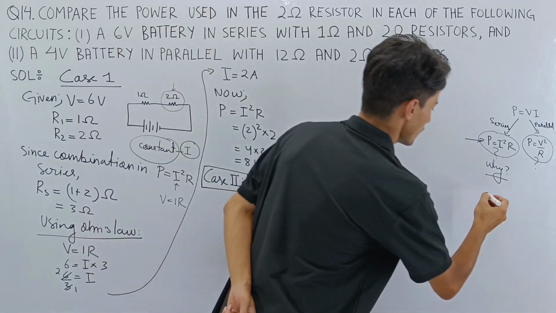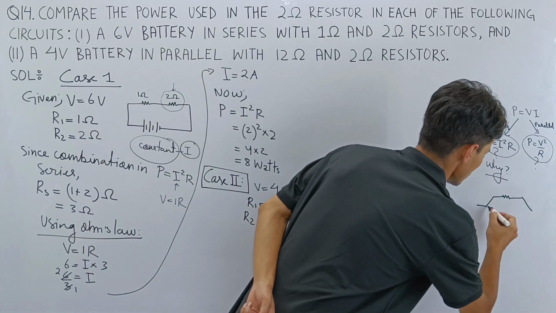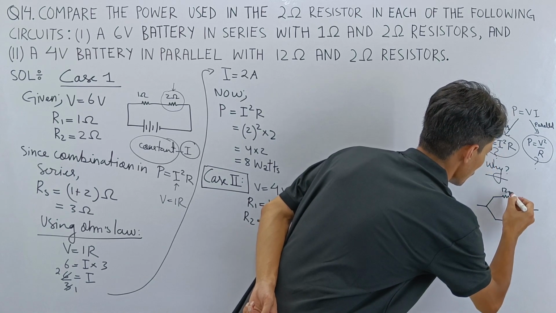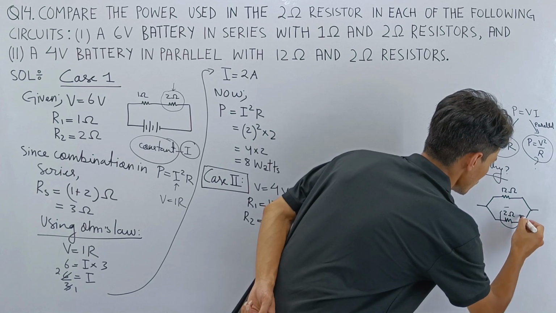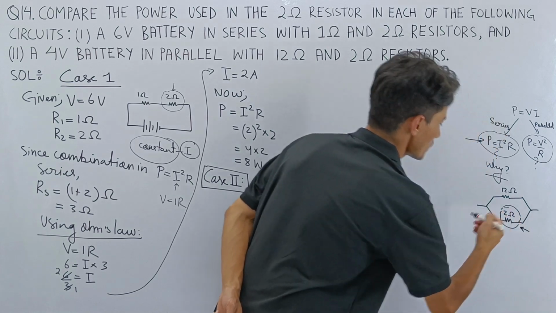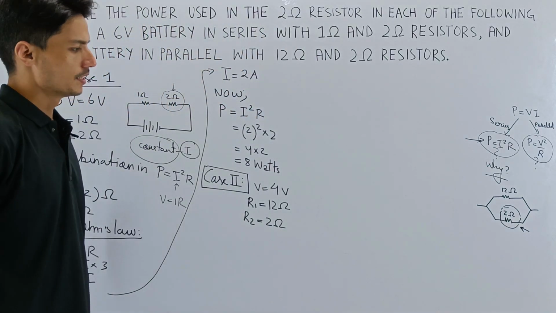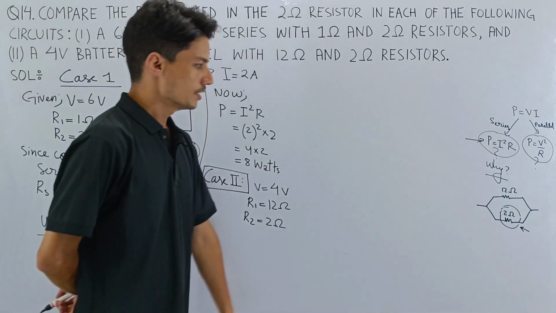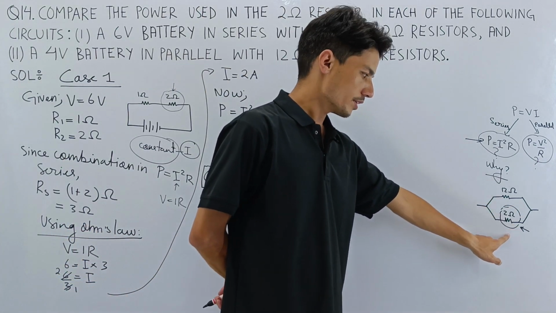So let me draw here in the graph. It's in parallel, so it will be drawn like this. So this is your 12 ohm and this is your 2 ohm, and they want us to find the power across this resistor, 2 ohm. Now this is in parallel, and they want us to find the power across this.